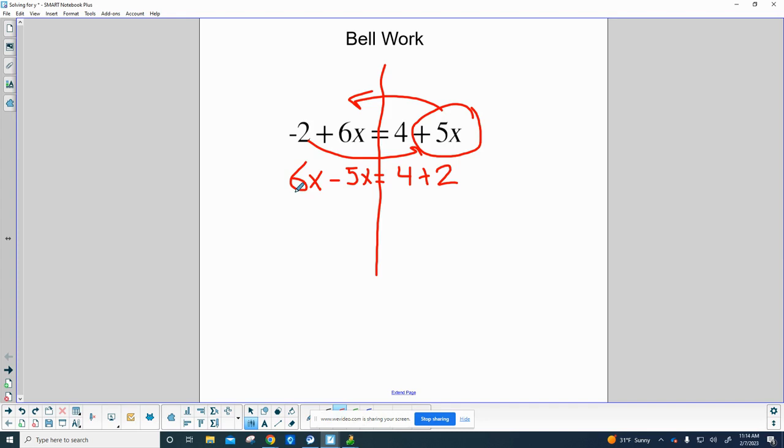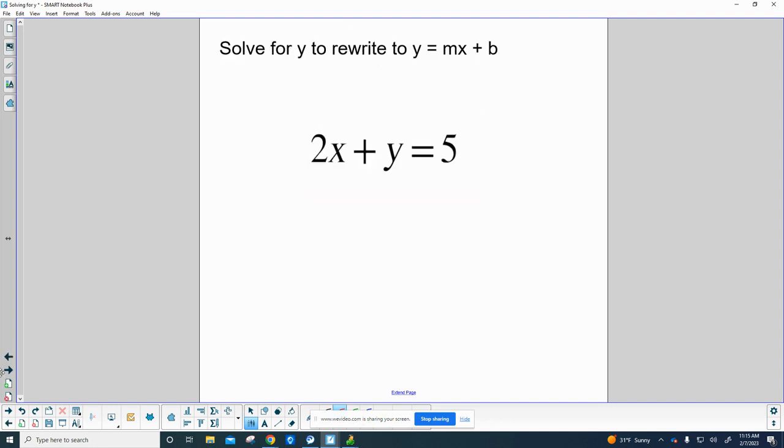So now we finish out the problem. 6x minus 5x is equal to 1x, and 1x just equals 4 plus 2, which is 6. So our final answer is x equals 6, and that's what we mean by solving for a variable. So these skills of moving numbers from one side to the other and changing their signs is going to help us with what we're doing today.